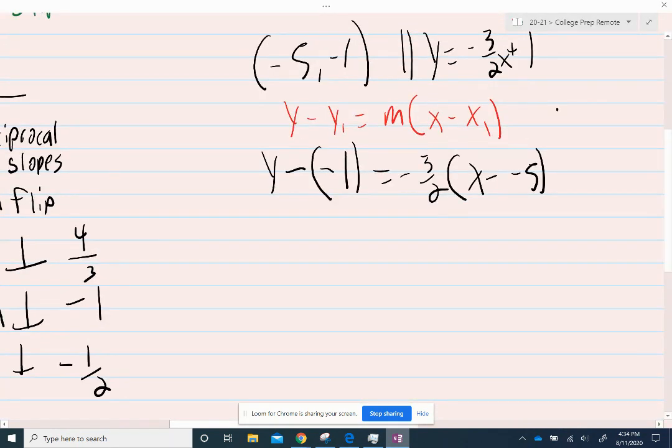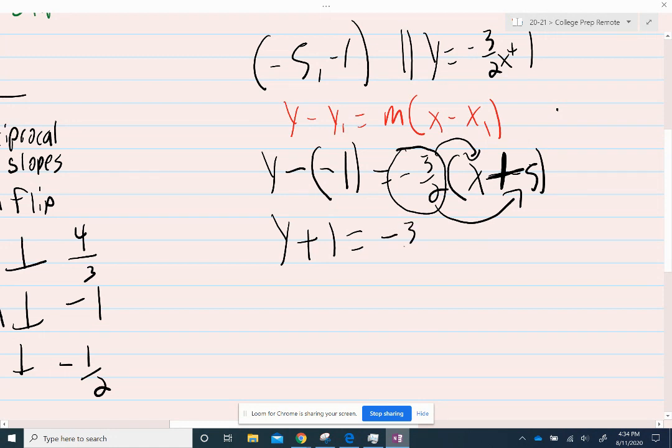So to continue simplifying, we have minus a negative, so it's y plus 1 equals, we have to distribute, so we're going to take this number, put it here, multiply by that, and by that. But first, we have minus a negative, that turns that into a big plus sign. So negative 3 over 2 times x is negative 3 over 2x. Then we have negative 3 over 2 times 5.